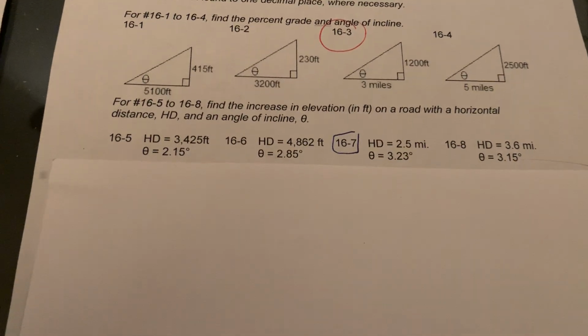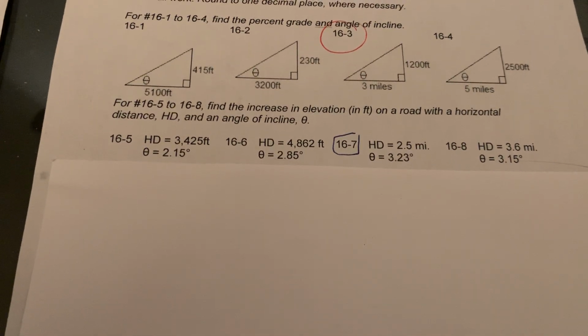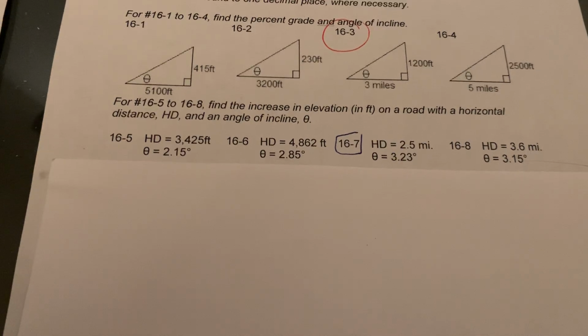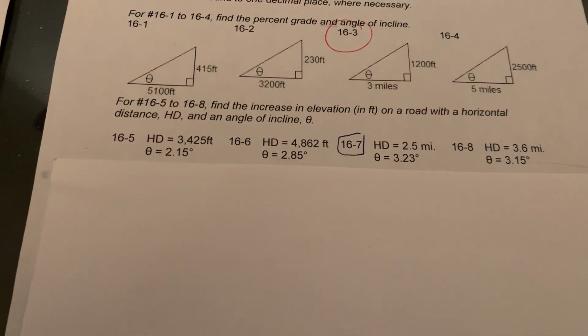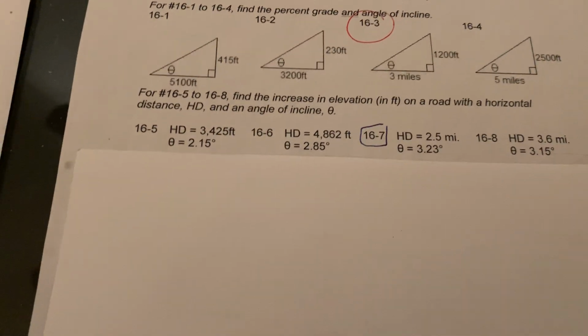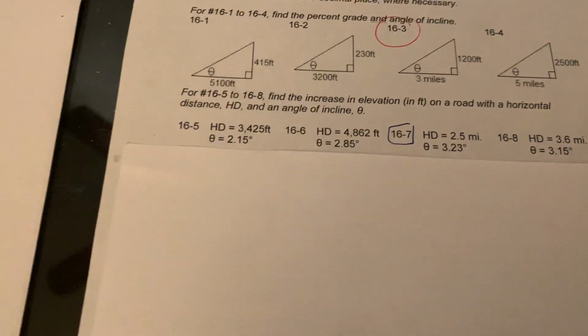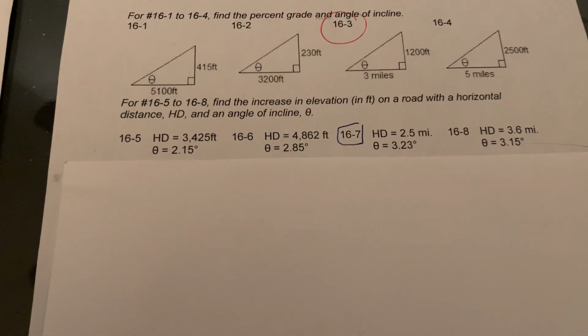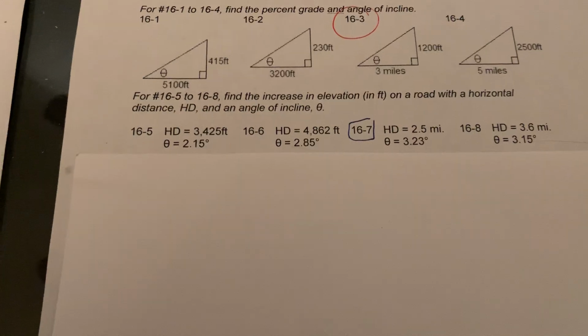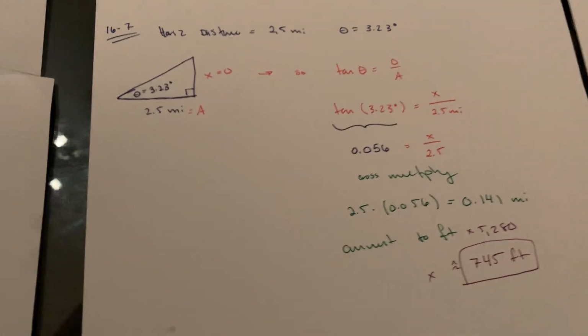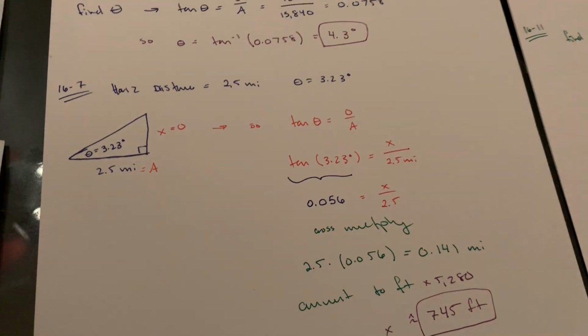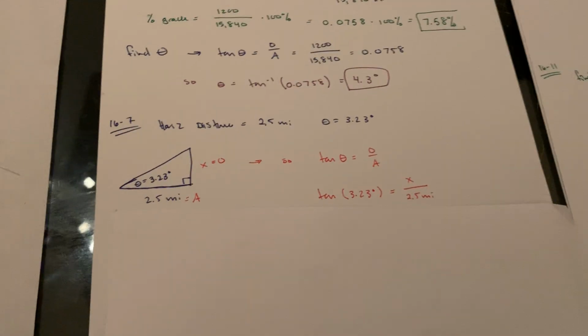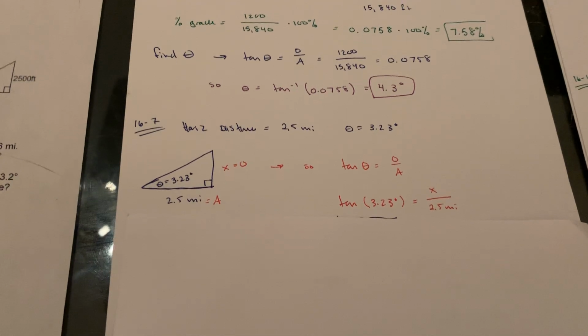So in number 7, you're given a horizontal distance of 2.5 miles and an angle of incline of 3.23 degrees. The idea is just trying to make some connections there. We're trying to find the increase in the elevation. So if we do number 7 here, I'll cover this up a little bit so there's just one piece at a time. You draw a picture that goes with it.